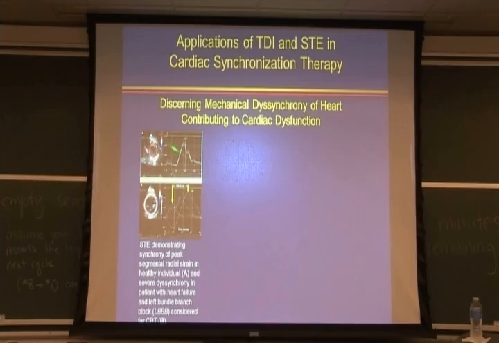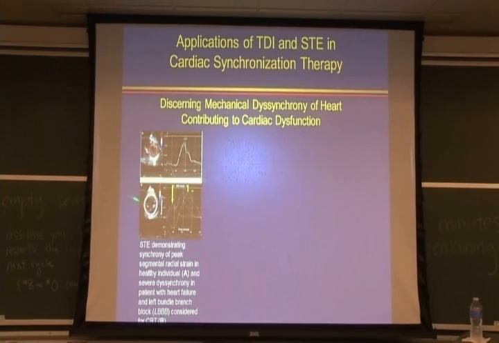So, for example, here are two hearts. This is the normal heart, a normal person, and this is a person who has bundle branch block. Meaning the conduction in the heart is affected, and they have a left bundle branch block here. These are the radial strains which have been measured. You can see the radial strain is very synchronous. All the segments which have been tracked, they are all contracting at the same time.